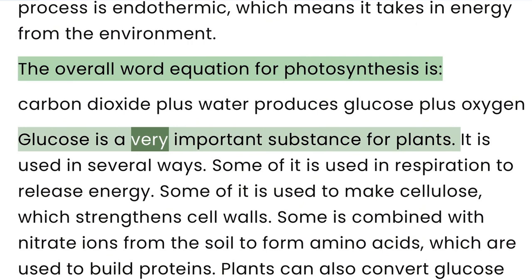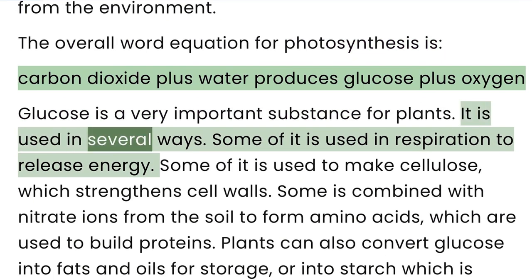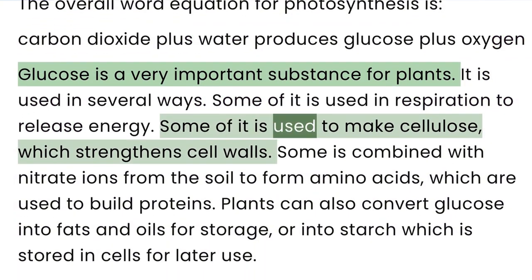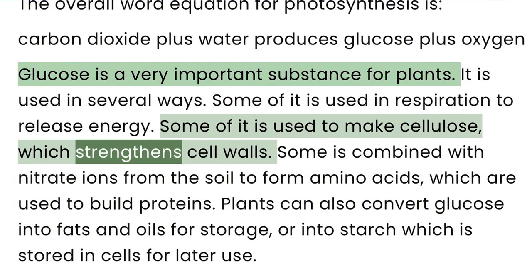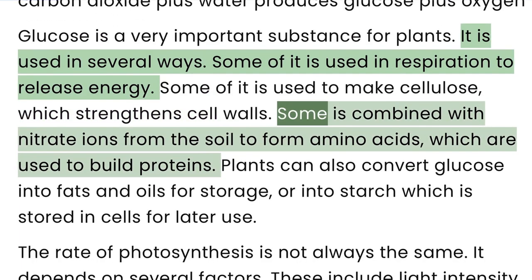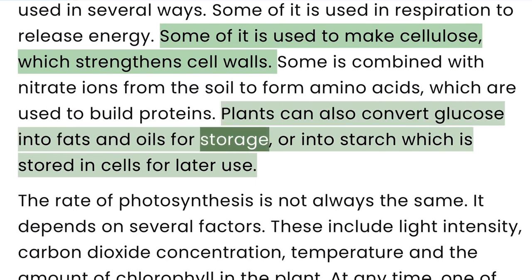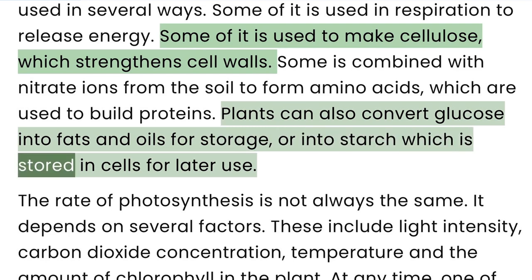Glucose is a very important substance for plants. It is used in several ways. Some of it is used in respiration to release energy. Some of it is used to make cellulose, which strengthens cell walls. Some is combined with nitrate ions from the soil to form amino acids, which are used to build proteins. Plants can also convert glucose into fats and oils for storage, or into starch, which is stored in cells for later use.